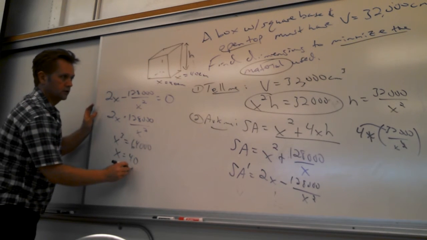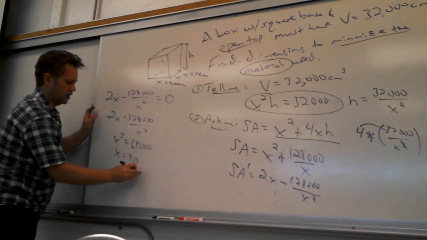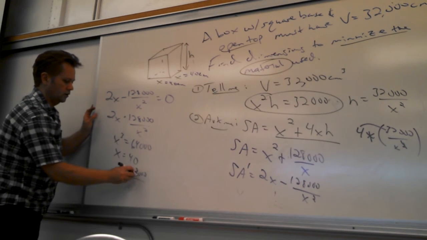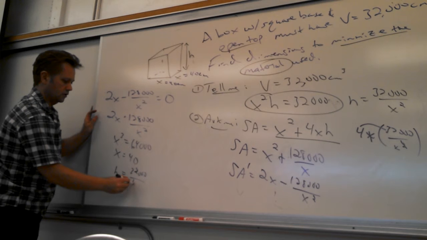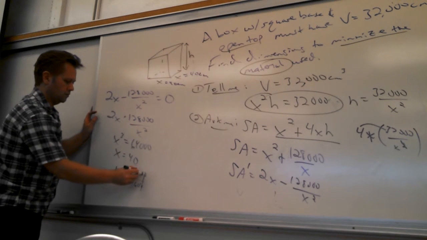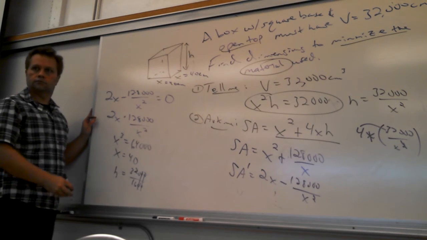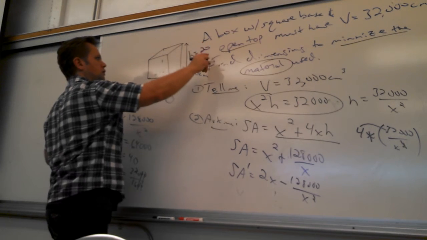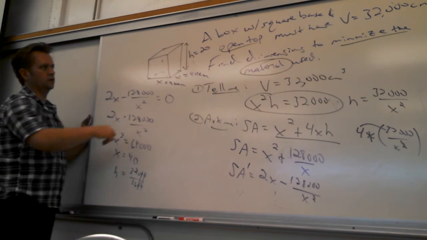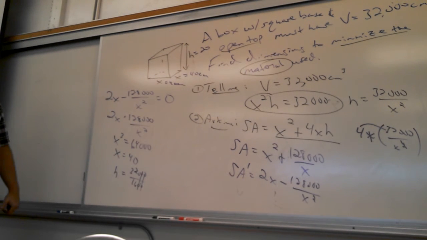h equals 32,000 over 1600, so 20. And how do you check yourself? Well, 20 times 40 times 40 better be 32,000. And it is.